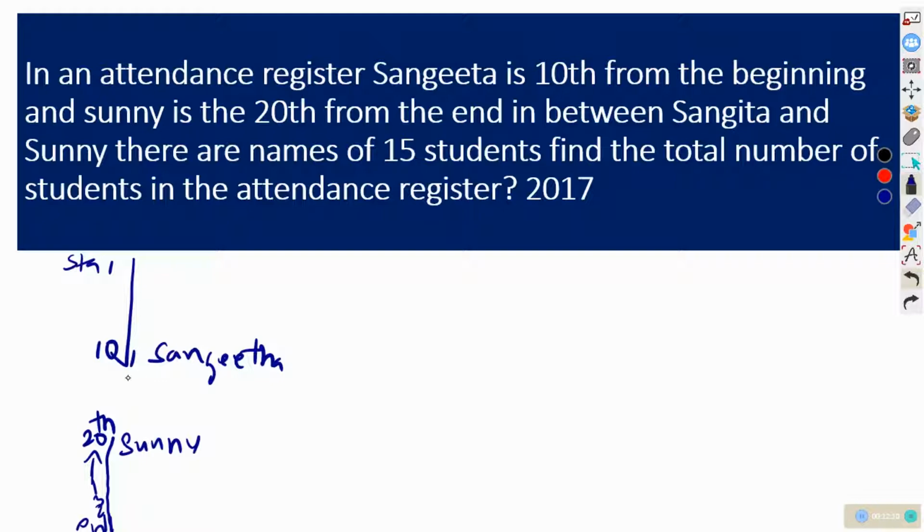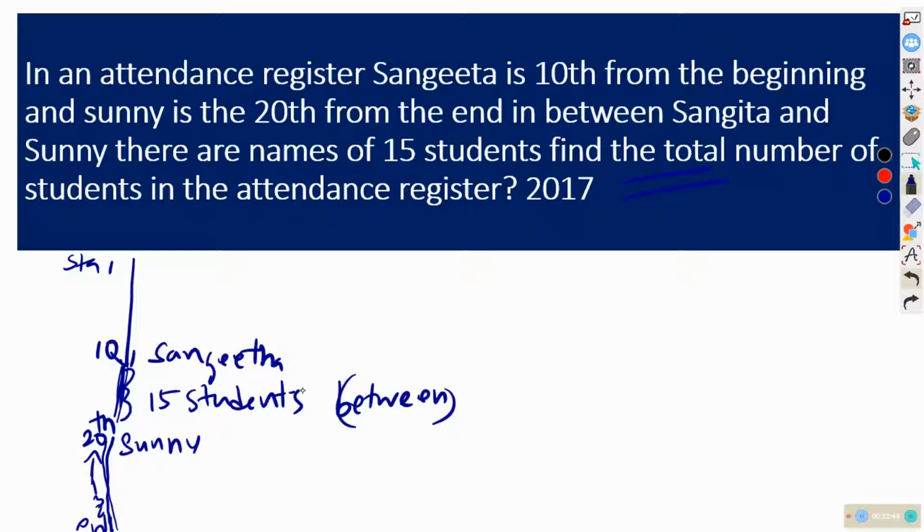Between Sangeeta and Sunny, there are 15 students. The question is to find the total number of students. From here, if you count to the 10th, you will get Sangeeta. Again, if you count, 15 students are in between. Sangeeta is left out, Sunny is left out, in between. Then from here, if you count to the 20th, that is the question.